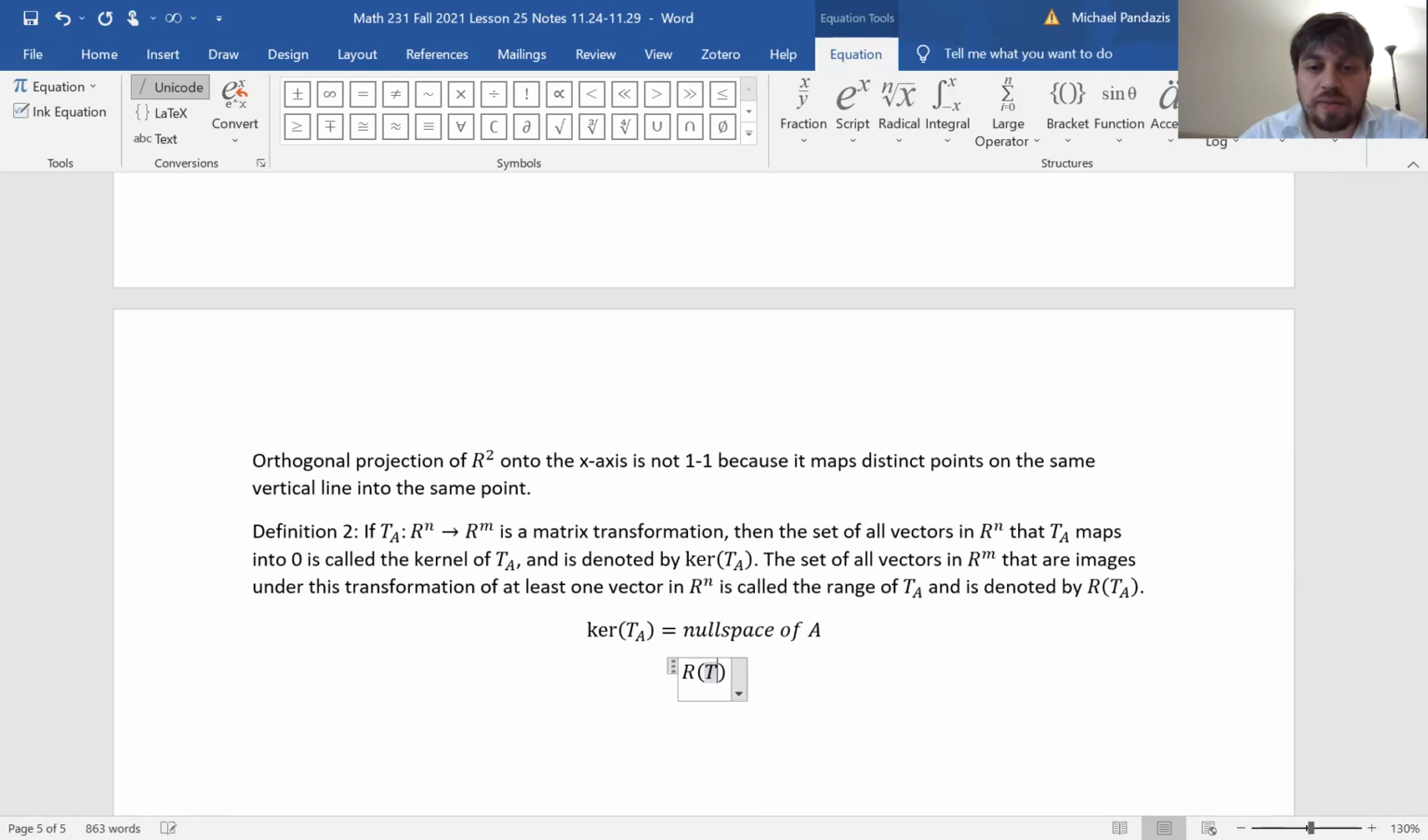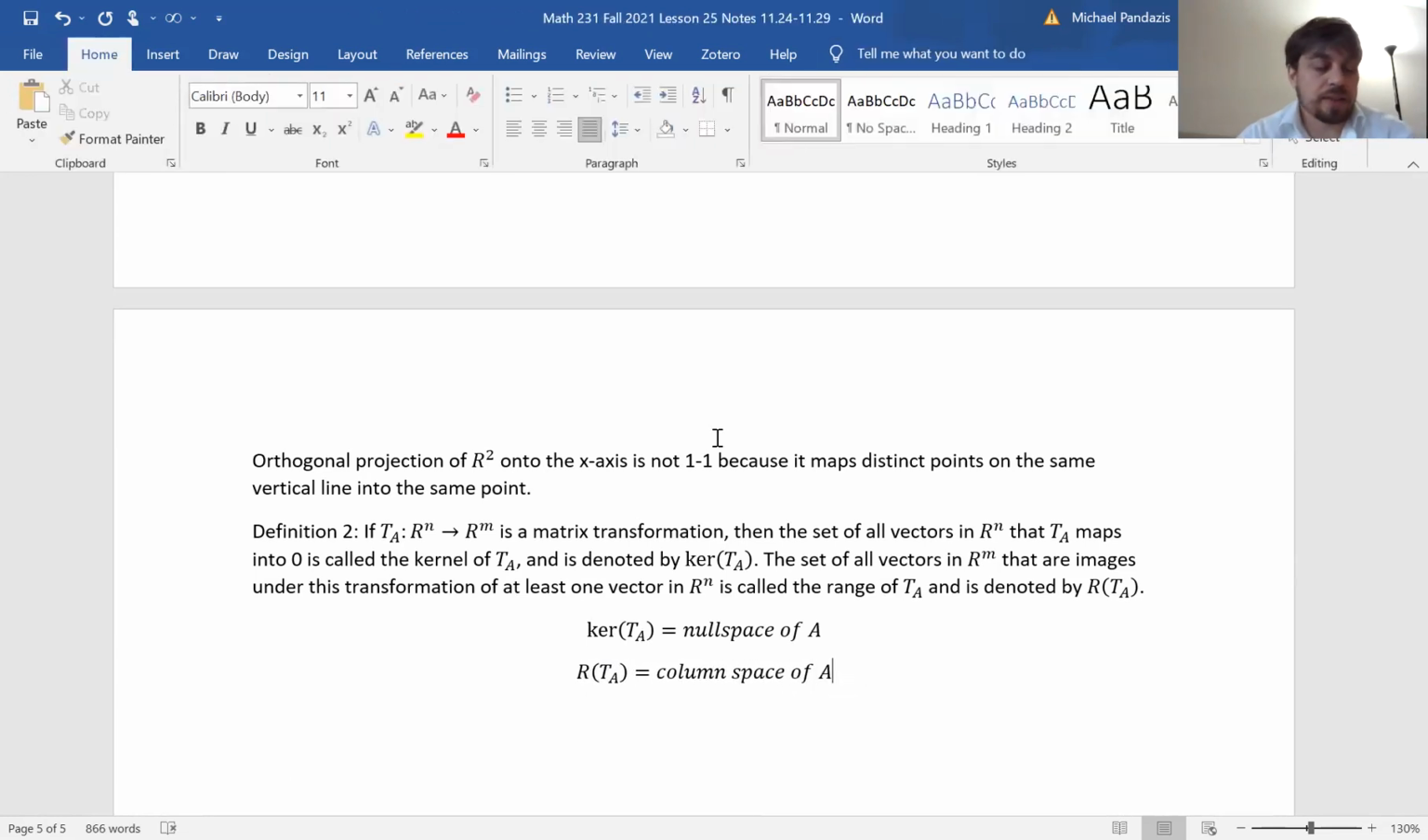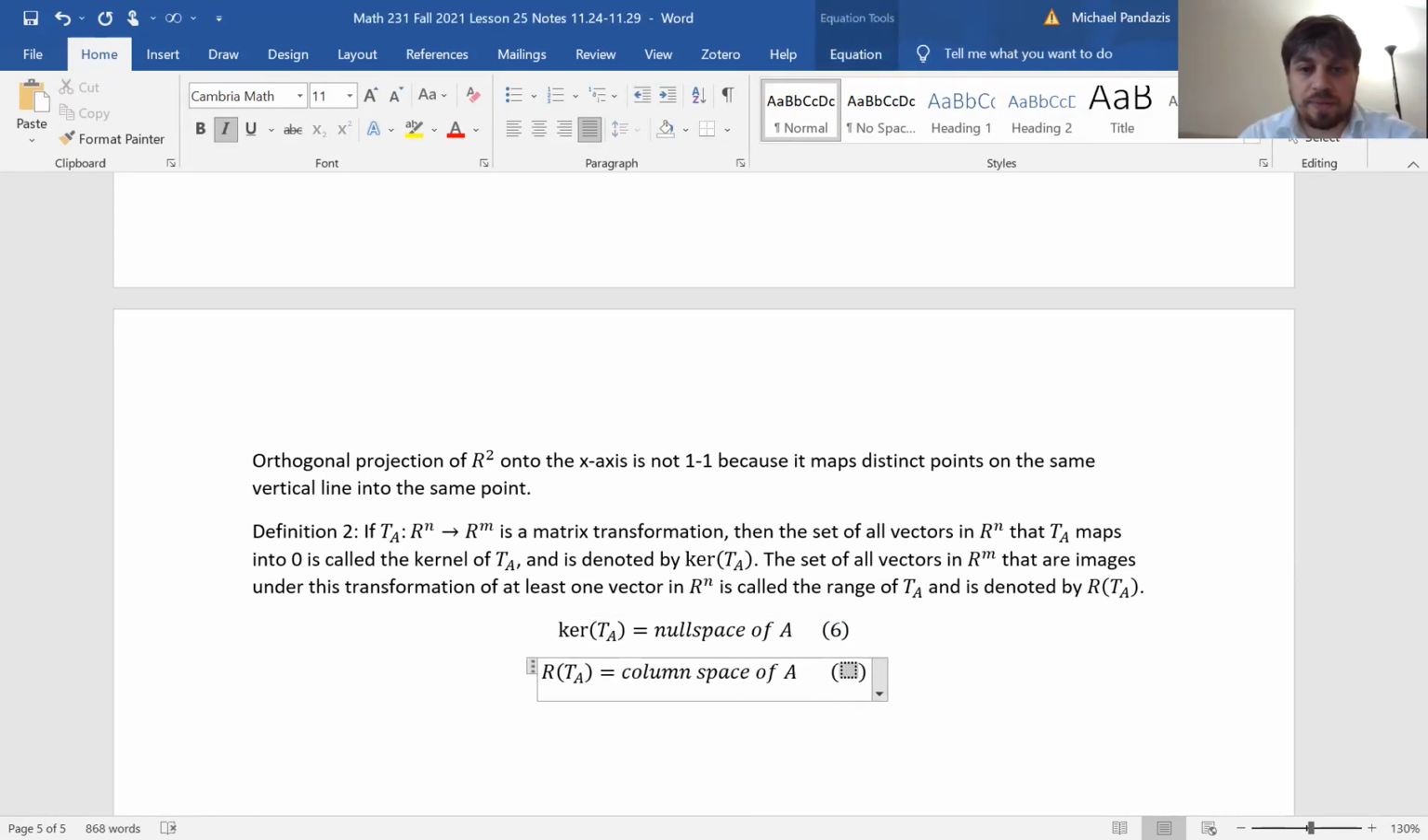The range of T sub A is equal to the column space of A. Okay, so this is equation 6 in this section. This is equation 7 in this section.